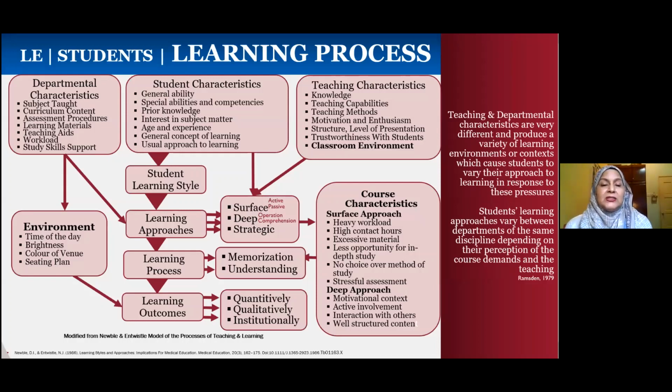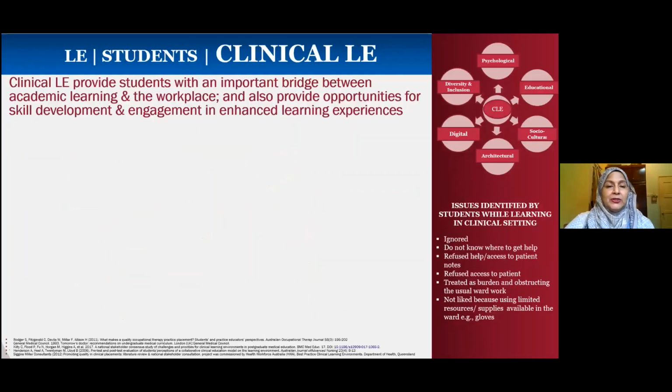The learning process for these students will be either memorization if they're surface learners, or understanding if they are deep learners. The learning outcomes, qualitatively, quantitatively, institutionally, are influenced, and the learning outcomes will come out of there. There will be the departmental characteristics, which will influence the environment as well as the learning approaches. There will be the teaching characteristics, which will influence whether the students become surface or deep learners. And of course, there are the course characteristics, which will tell you whether the student should be taking the surface approach or the deep approach. Students are smart enough to decide between these things.